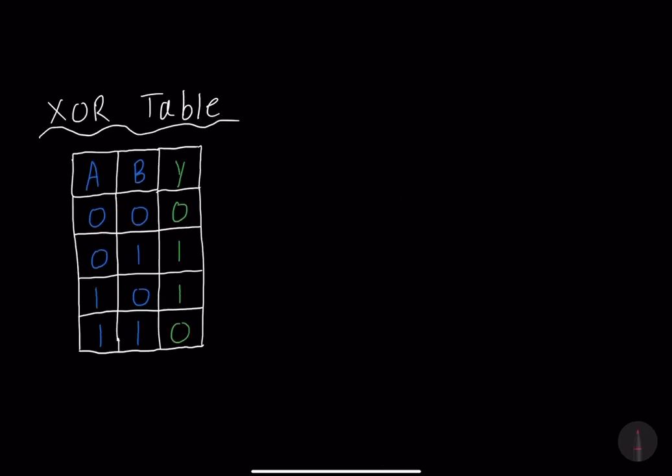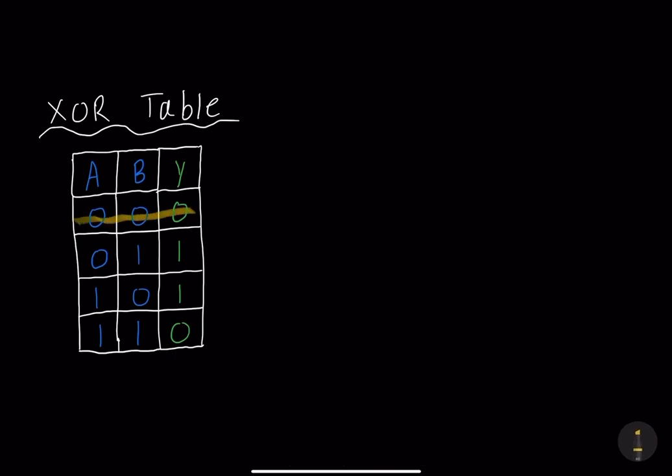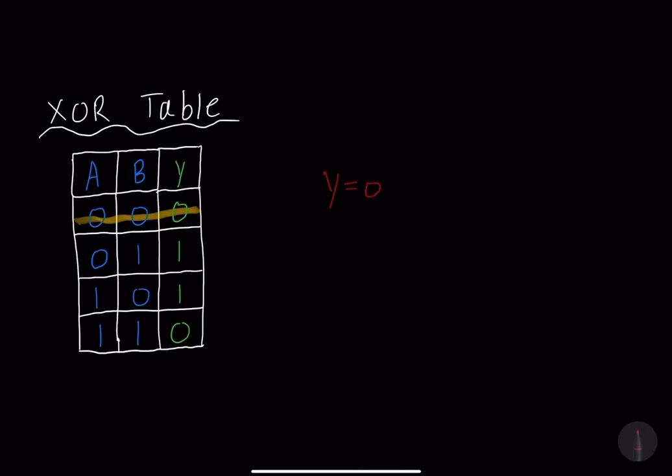The last truth table that we will look at is the XOR table. XOR stands for exclusive OR. It'll output 1 only when exactly one input is 1. If both the inputs are the same, then the output will be 0. Let's look at the first row: A equals 0, B equals 0, and Y equals 0. Notice how A and B both equal 0, so Y has to equal 0 for this case.